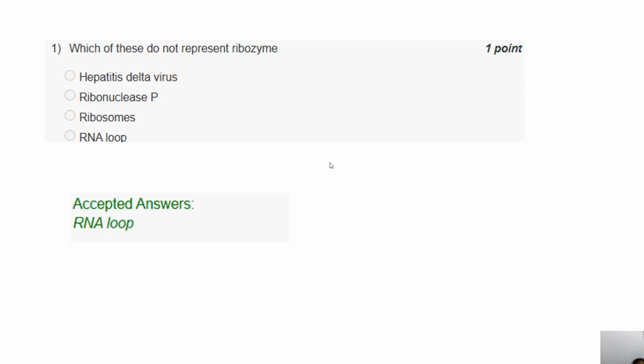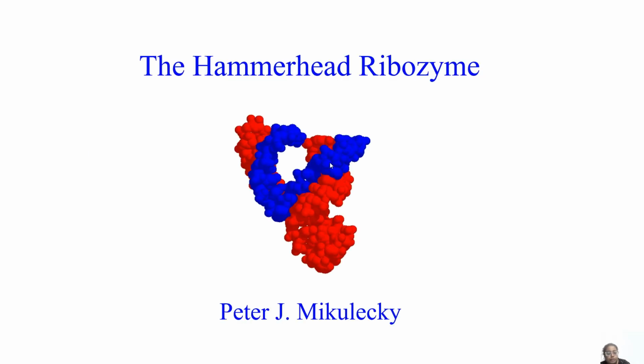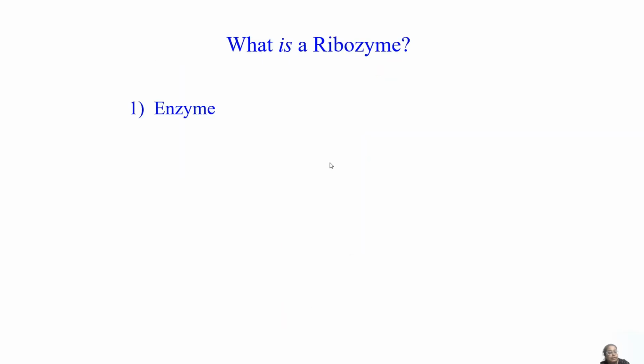So the answer for this will be RNA loop. Among these, if we try to see which one of these does not represent ribozyme, among the hepatitis delta virus, ribonuclease P ribozymes and RNA loop, the answer will be RNA loop. So let's talk about the different types of ribozymes. So what is a ribozyme?